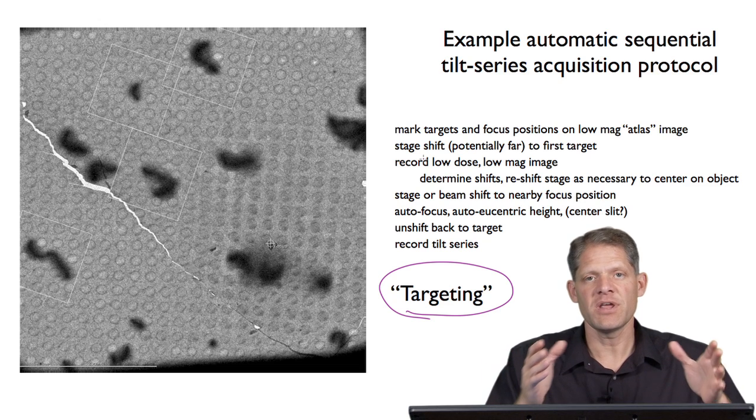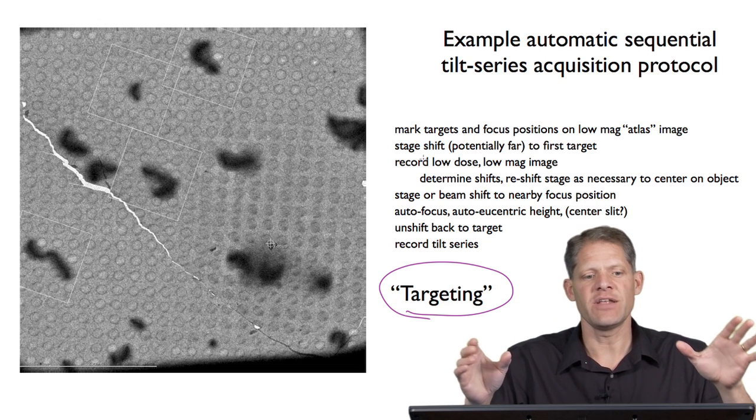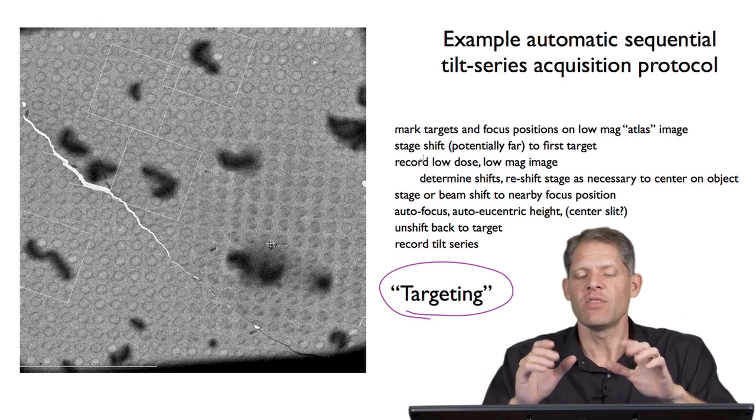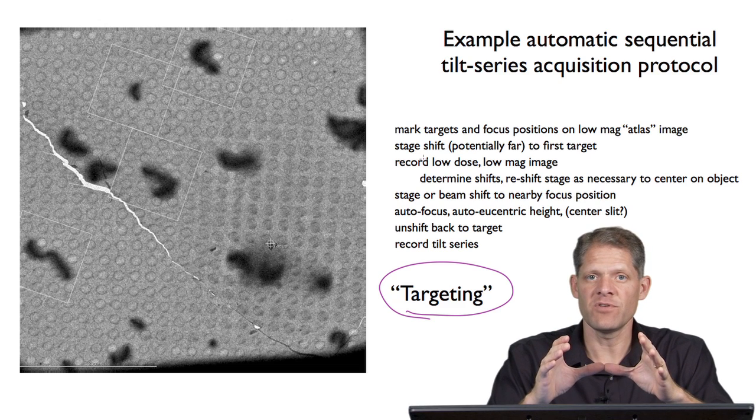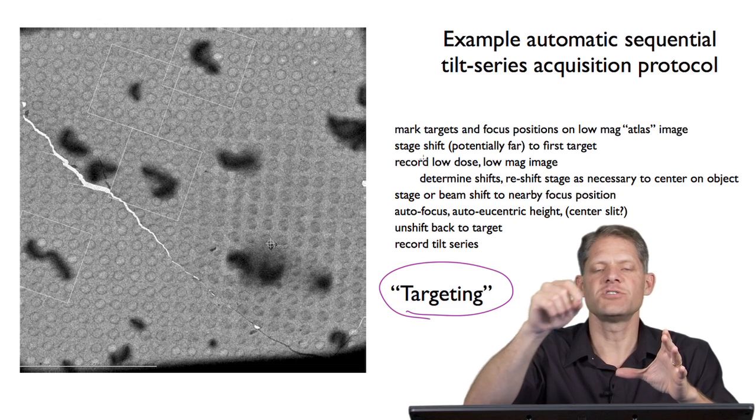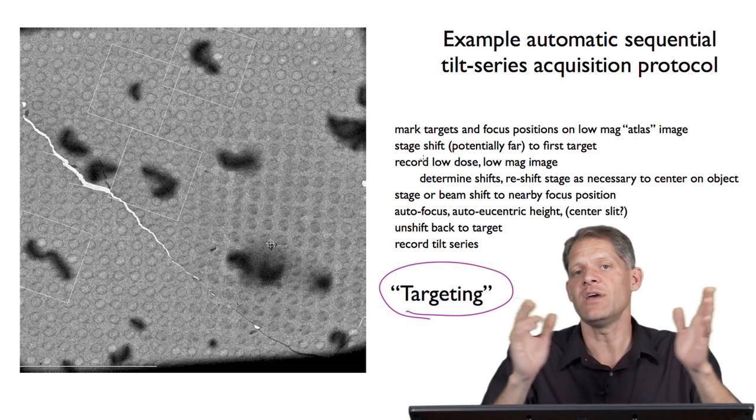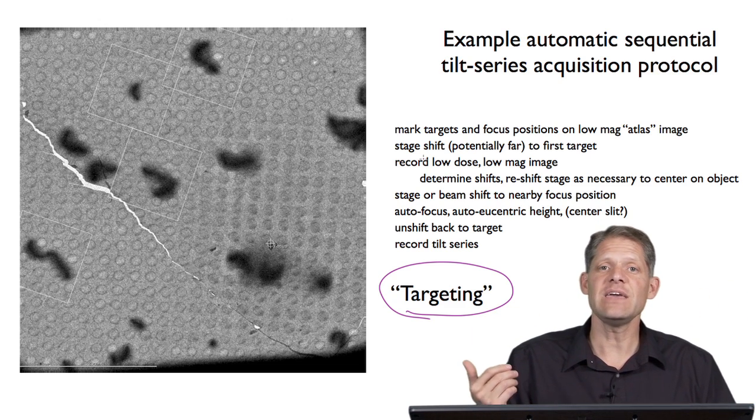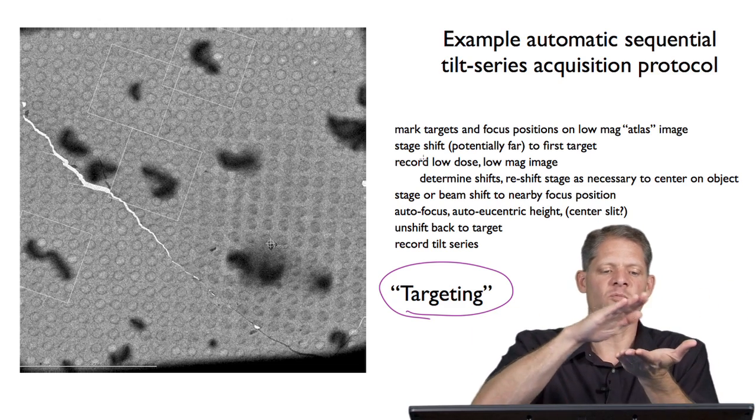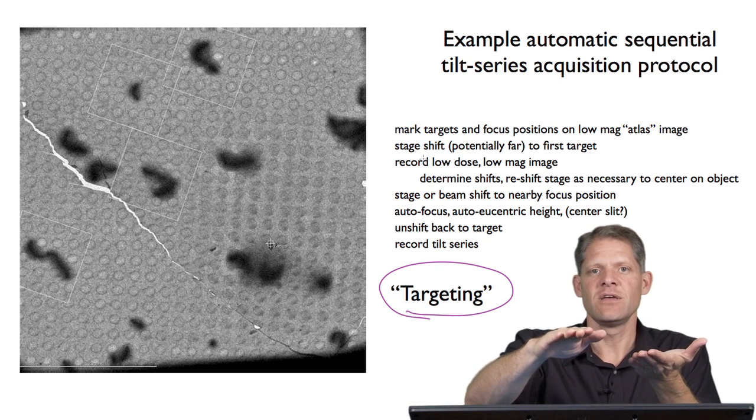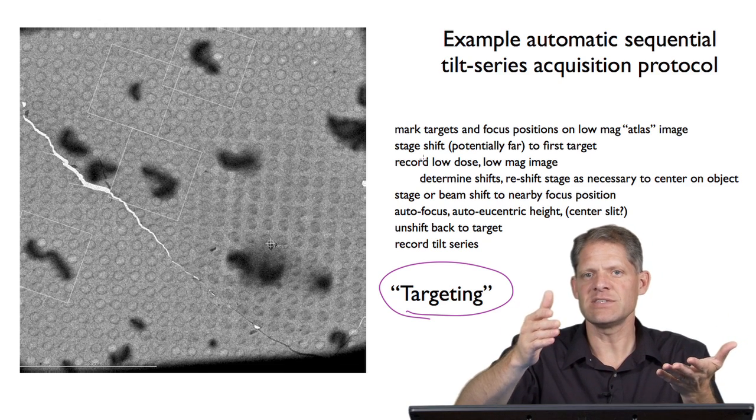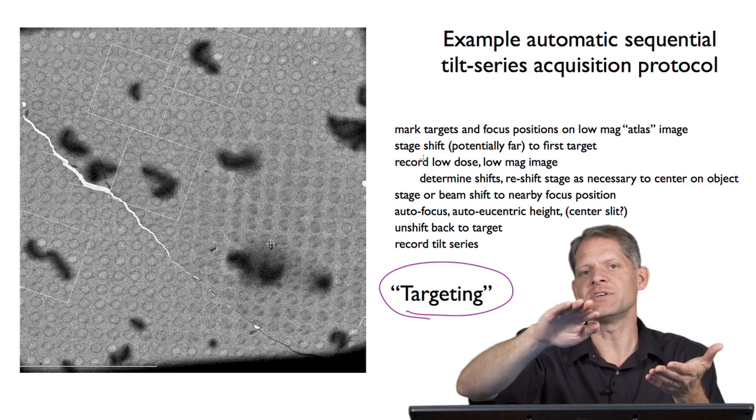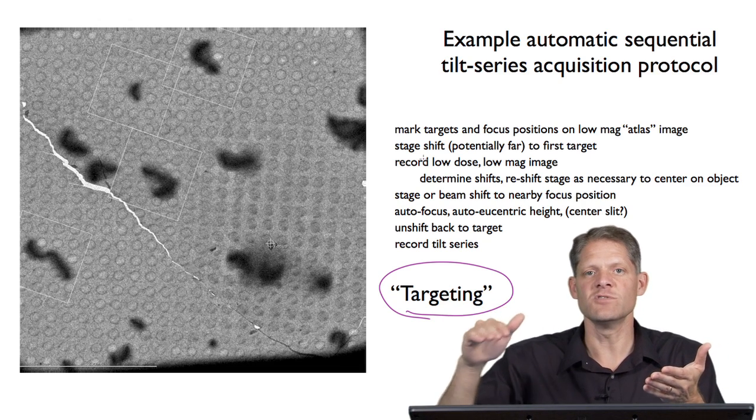A typical recording session then involves first recording an atlas series to find the right region of the grid. Then once you've found a favorable region of the grid, you choose your targets and the other data collection parameters, and then you can simply hit go and leave. And the microscope will go from one target to the next, adjusting parameters as necessary and recording a tilt series of each target as it moves along.